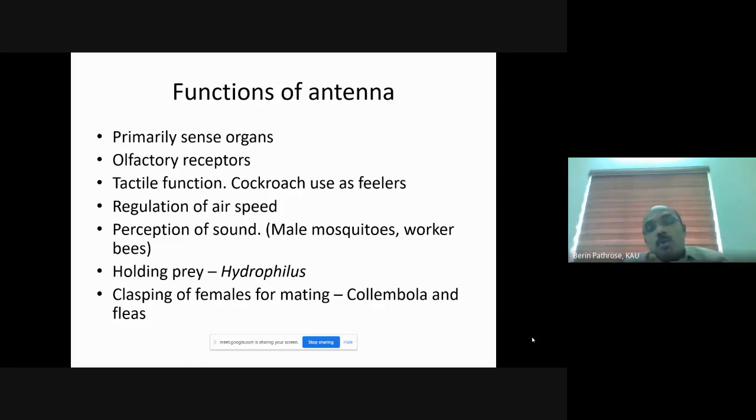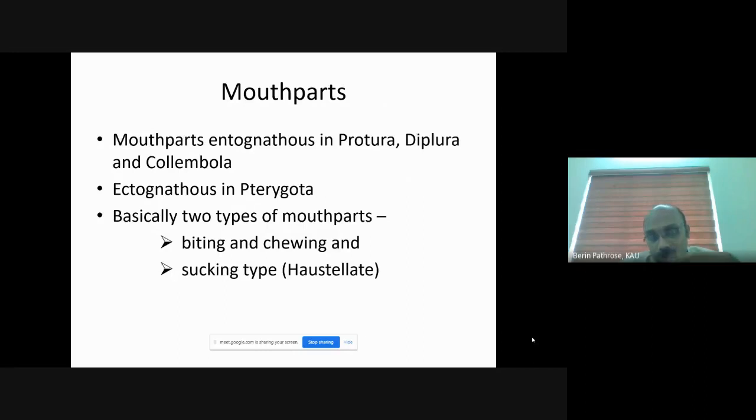Now we are switching over to the next part. The first appendage we have finished, that is antenna. Now we are moving to the next group of appendages, those are mouth parts. If you see, the mouth parts are divided into endognathous mouth parts and ectognathous mouth parts in insects. Endo means inside, ecto means outside.